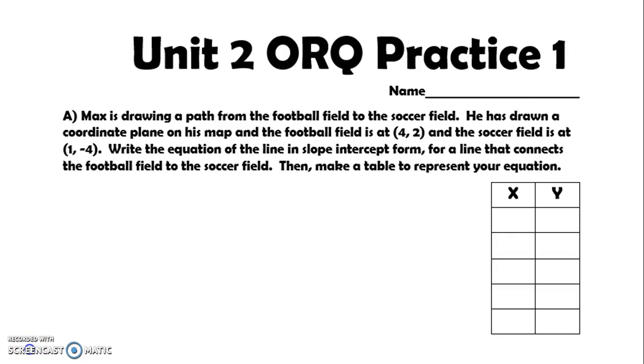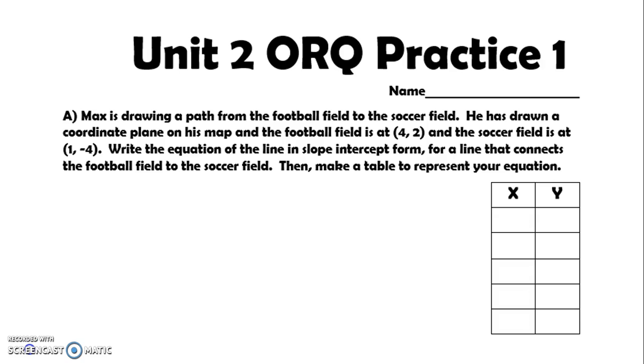Hello class, we are going to review the Unit 2 Open Response Question Practice 1. So in this part, Max is drawing a path from the football field to the soccer field. He has drawn a coordinate plane on his map, and the football field is at the point (4, 2) and the soccer field is at the point (1, -4).